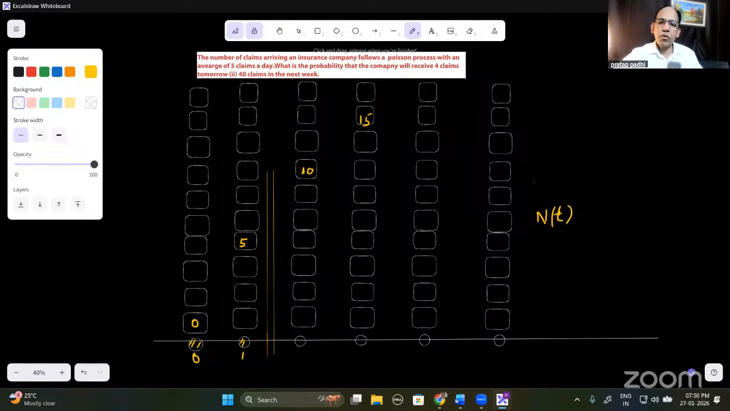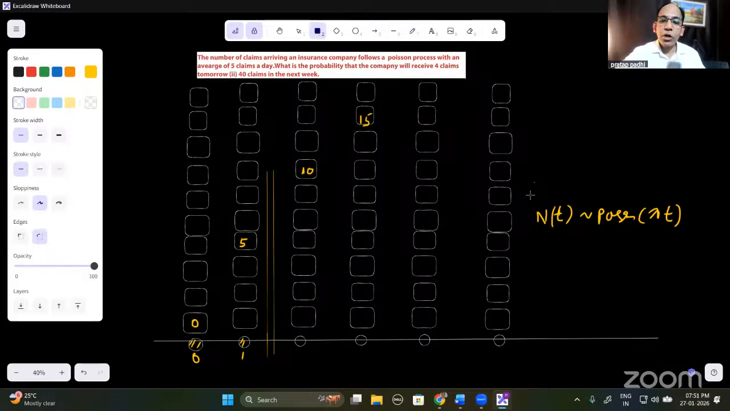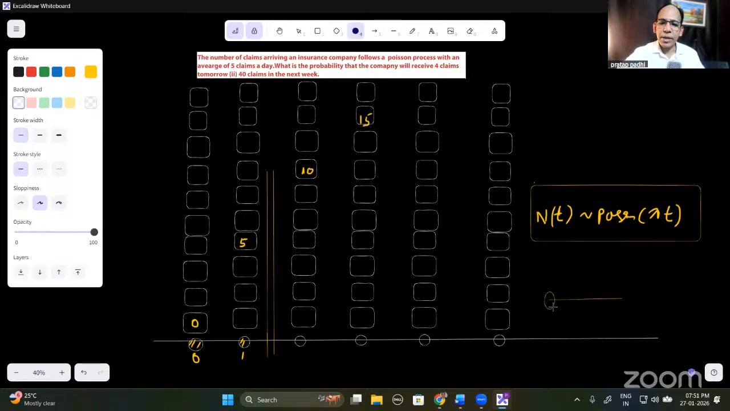N(t) follows Poisson lambda t. See how useful it is. You must even understand what a Poisson distribution is from this. What is a Poisson distribution? Suppose 2 days are fixed. Suppose 2 days are fixed, and lambda here is 5.